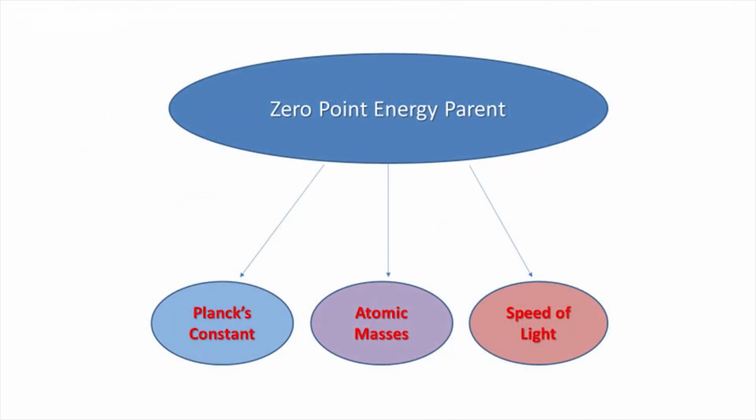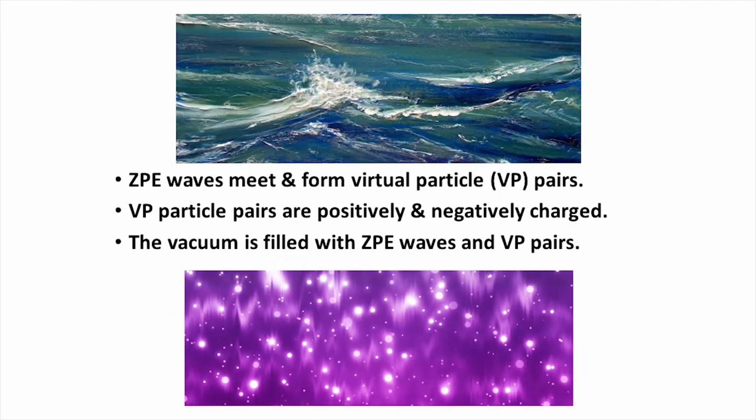At this point we have both Planck's constant and the masses of subatomic particles linked to the zero-point energy. As it turns out, the speed of light is also linked to the zero-point energy. The ZPE is the parent of a number of these children effects, including Planck's constant, subatomic masses, and light speed. None of the children causes another child. They all depend on the parent cause, the zero-point energy. So how does the ZPE affect light speed?